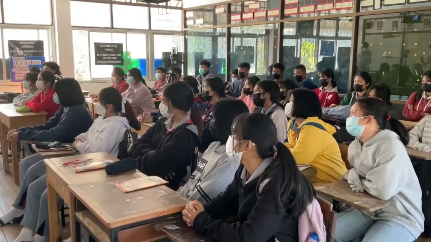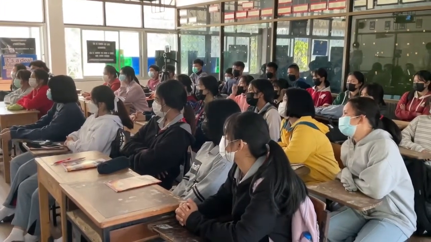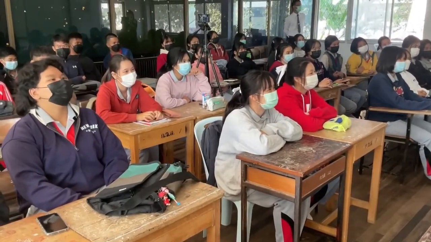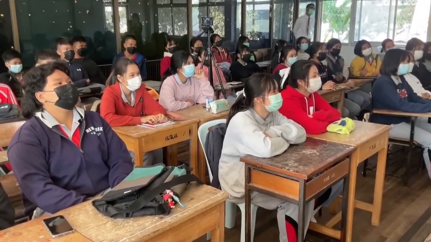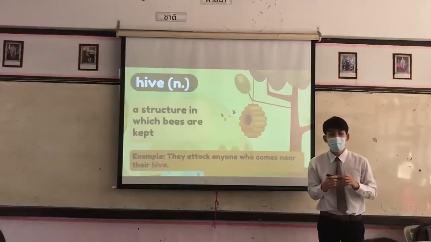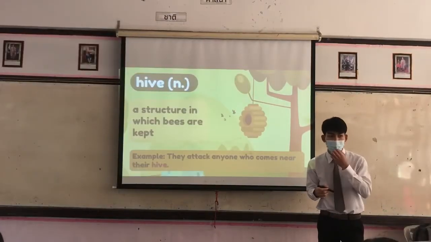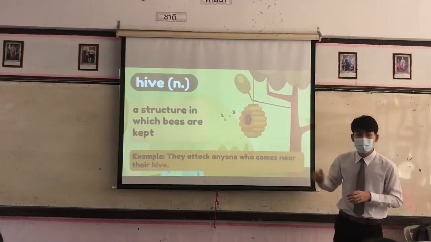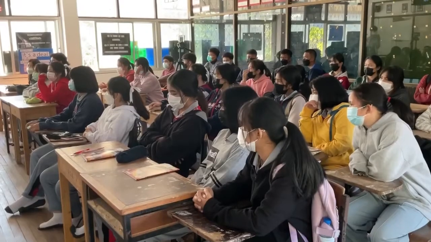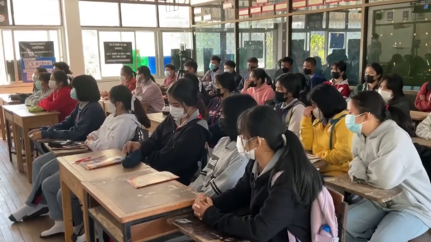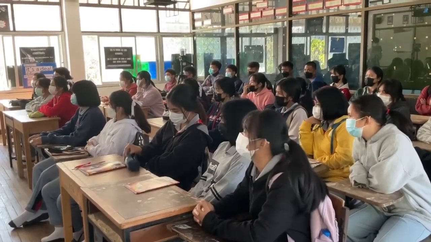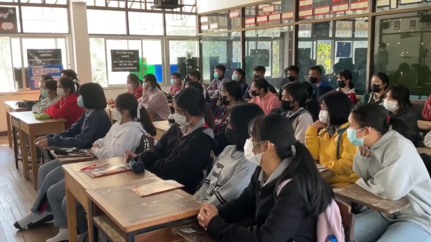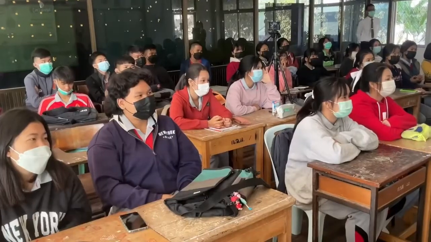Hive. Second time. Hive. Okay. Again. Hive. This one is hive. So hive, we can call it a house, the house of bees. It's a place where bees are kept. Okay. So I have an example for you. Could you please read this together?